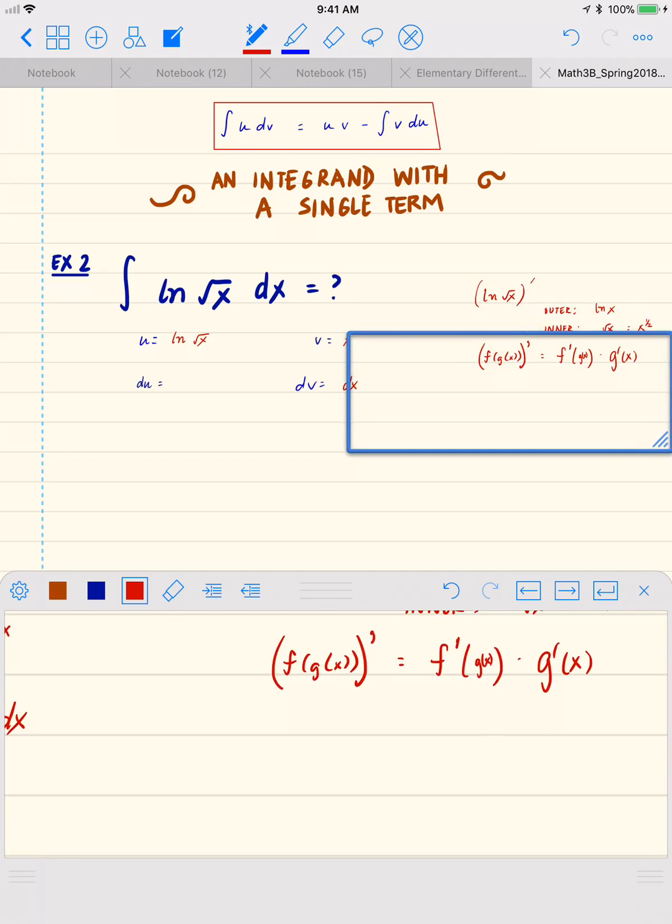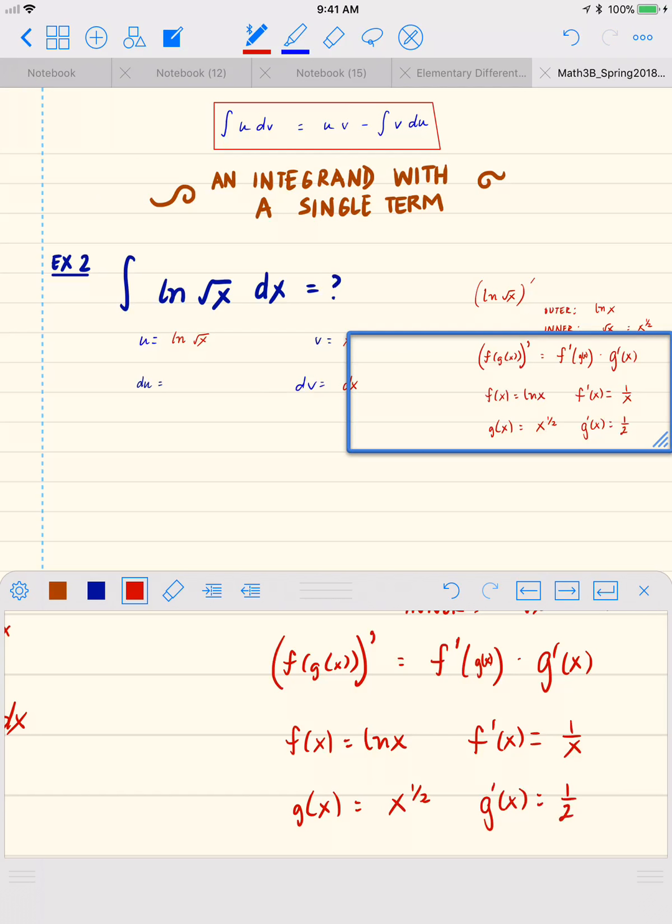So for us, our outer function is natural log of x. Our inner function is the square root of x. The derivative of our outer function is 1 over x, and the derivative of our inner function is 1/2 x to the minus 1/2. Remember, take that coefficient, bring it down. The exponent turns into your coefficient, and then your new exponent is the old one minus 1.